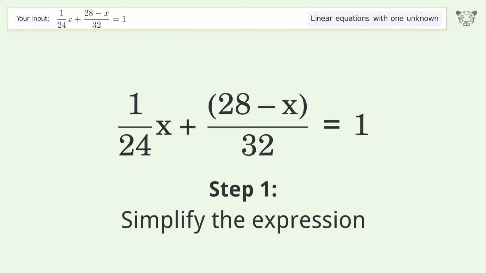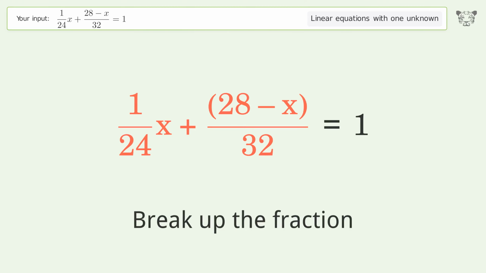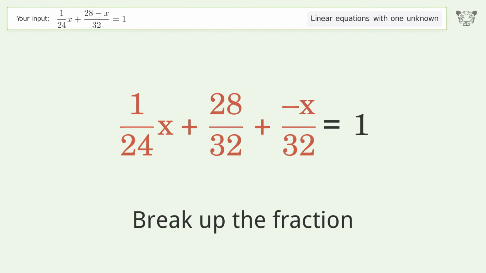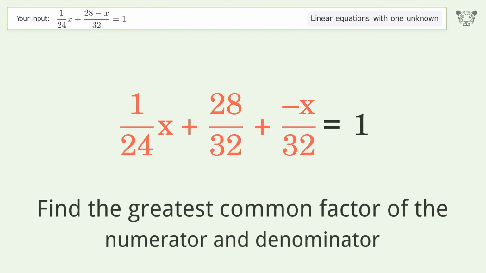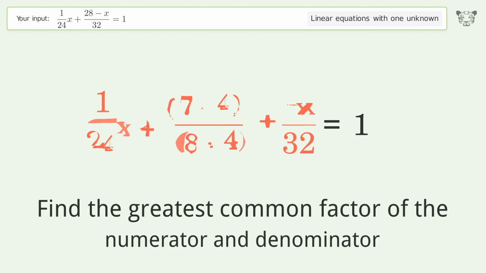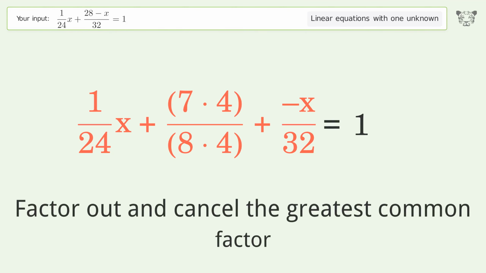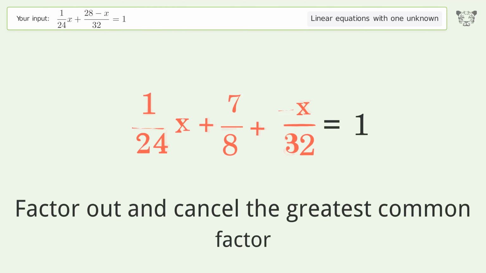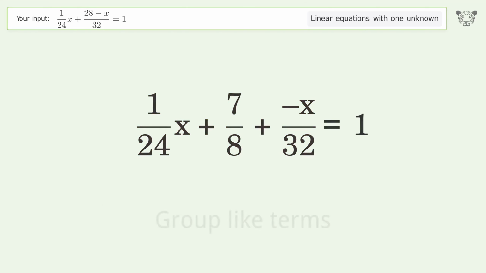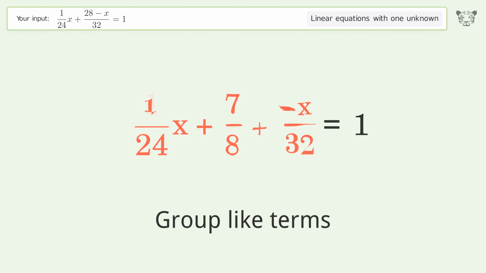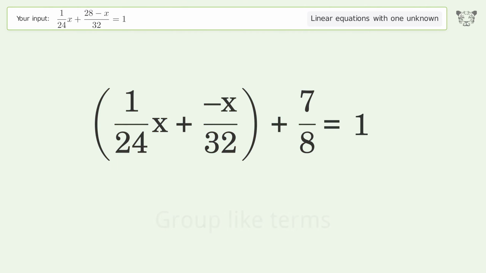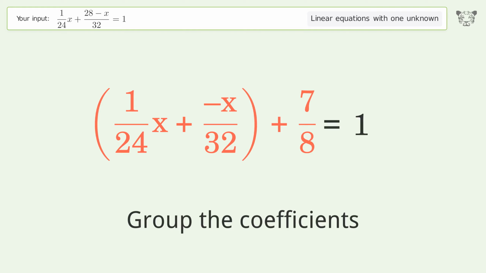Simplify the expression. Break up the fraction. Find the greatest common factor of the numerator and denominator. Factor out and cancel the greatest common factor. Group like terms. Group the coefficients.